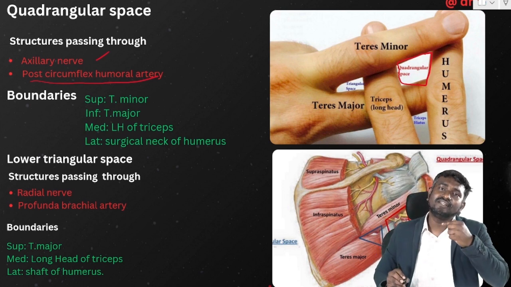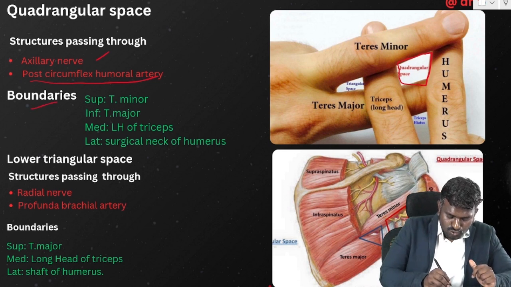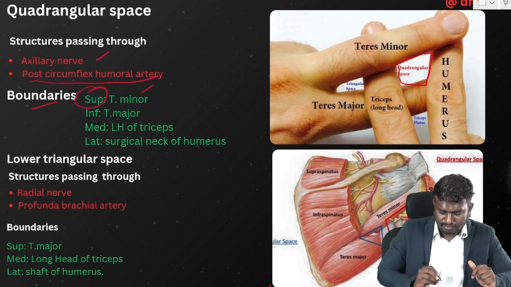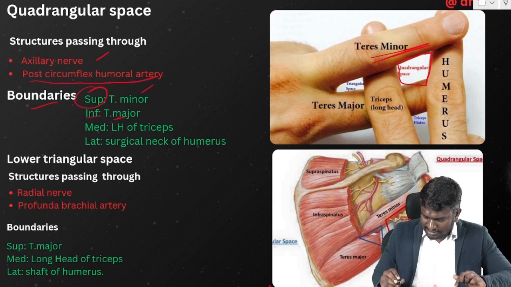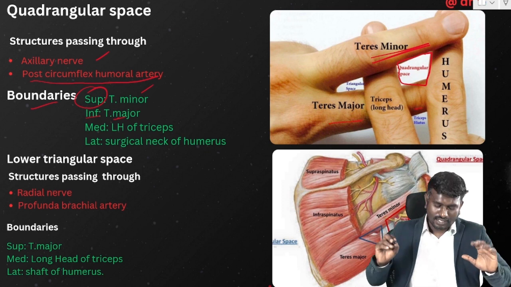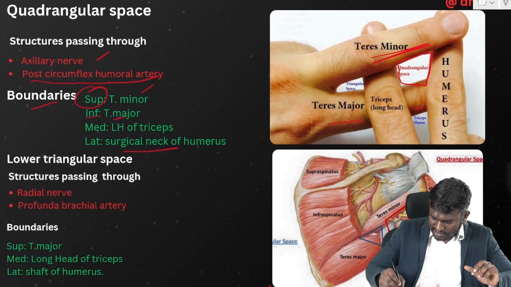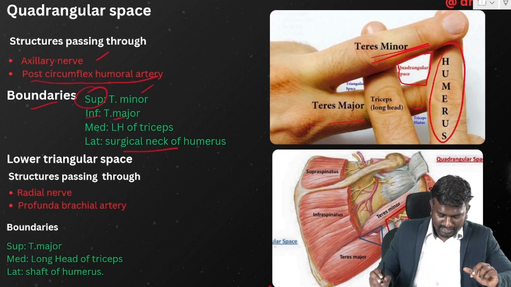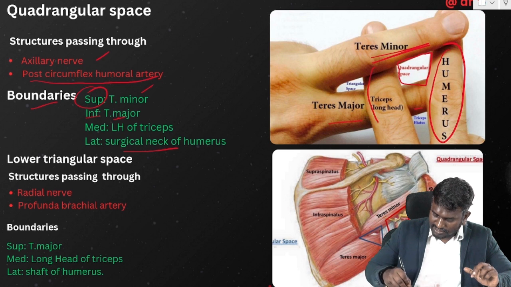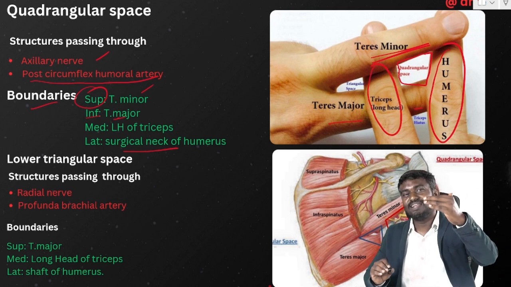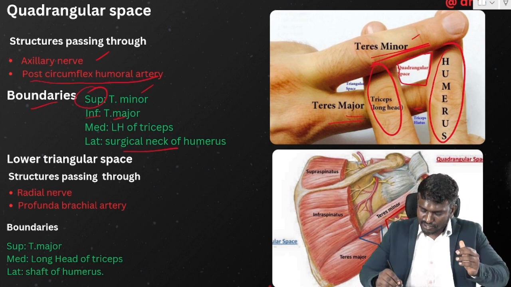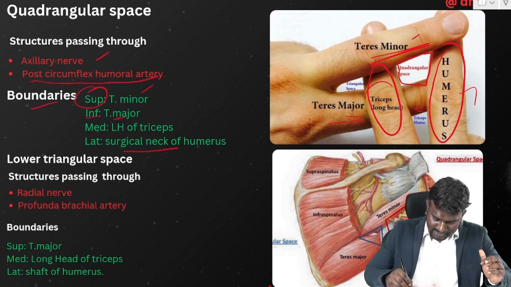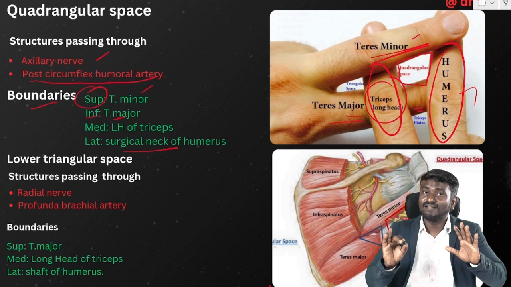Very important. It is also required to study the borders. Remember, superiorly it is bounded by the teres minor, inferiorly by teres major. Look at this. Superiorly by teres minor, and then inferiorly by teres major. Now laterally by the surgical neck of the humerus, and then medially by the long head of the triceps. Let's repeat once again. Superiorly teres minor, inferiorly teres major, laterally humerus, and medially the long head of triceps. That's it. That completes our quadrangular space.